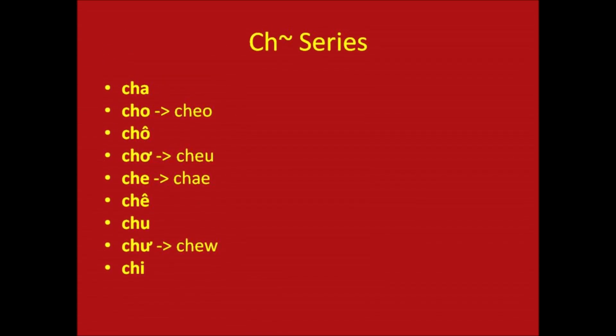Now, we shall learn the different Vietnamese tones for the series of compound consonant and vowel combinations. Cha, cho, chô, chơ, che, chê, chu, chư, chi. We shall have a look at the series one more time. Cha, cho, chô, chơ, che, chê, chu, chư, chi.